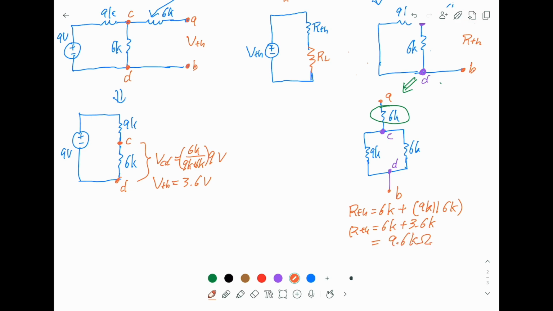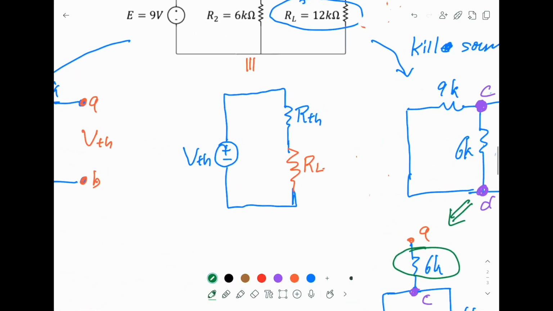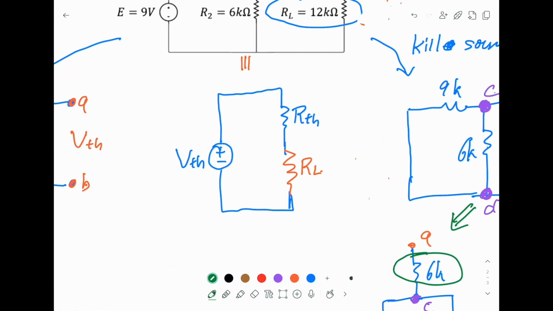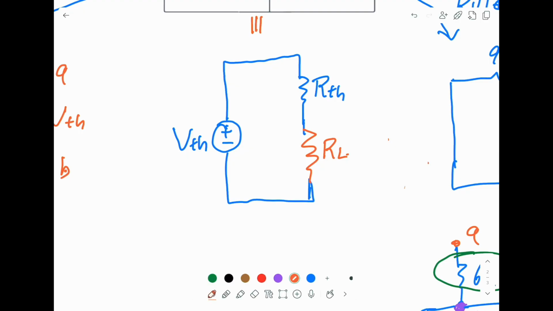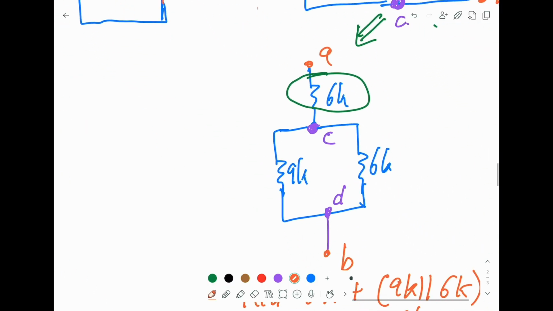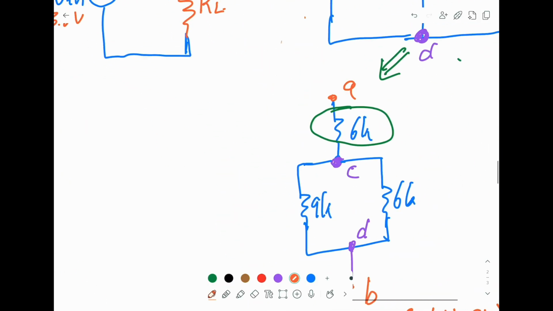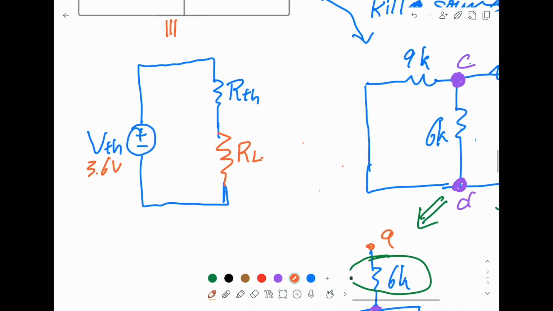Now we have everything here. We found out the Thevenin voltage and the Thevenin resistance. So let's go back to here. It means now the Thevenin voltage is 3.6, so this is 3.6 volt. The Thevenin resistance is 9.6 kilo ohm.